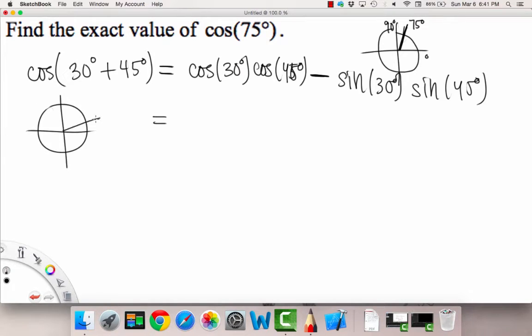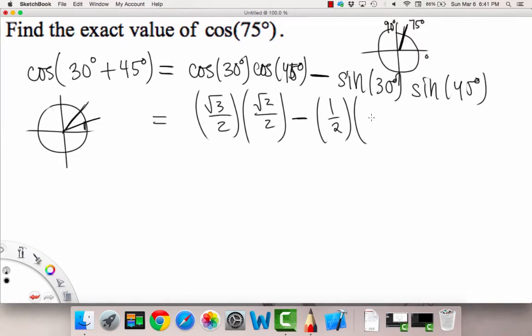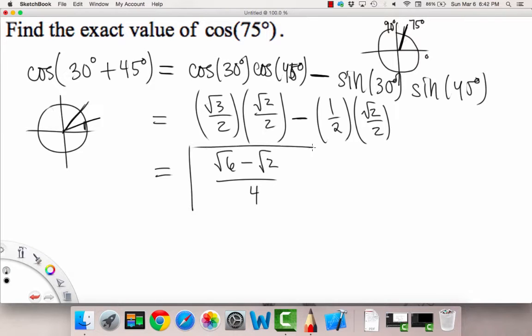So cosine of 30, let me just draw that out here. We have 30 degrees here, 45 is here, so cosine of 30 is going to be radical 3 over 2, positive that is. Cosine of 45 degrees is radical 2 over 2, again positive, minus sine of 30 degrees, so sine is going to be the y value, so that would be 1/2, and sine of 45 degrees is radical 2 over 2. Okay, so when we combine all of these together, we just get radical 6 minus radical 2 over 4. Okay, and that looks pretty exact to me. So that's going to be the value of cosine of 75 degrees.